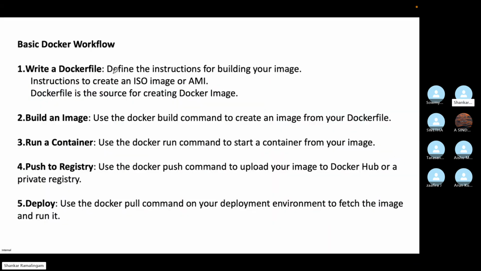So the workflow would be writing a Dockerfile, building an image, running a container, pushing to registry. Pushing to registry may come before also. After building the Docker image, we can push it, and we can also pull it from the registry and then run the container. So running the container is nothing but a deployment.